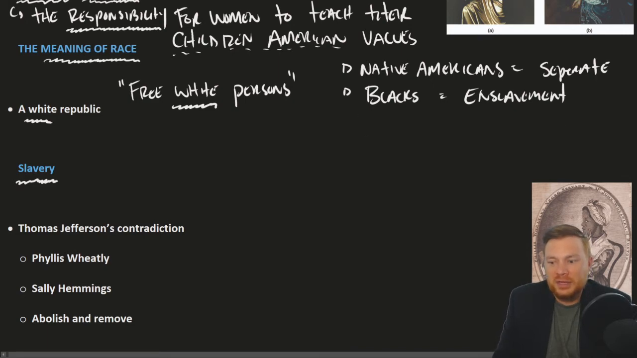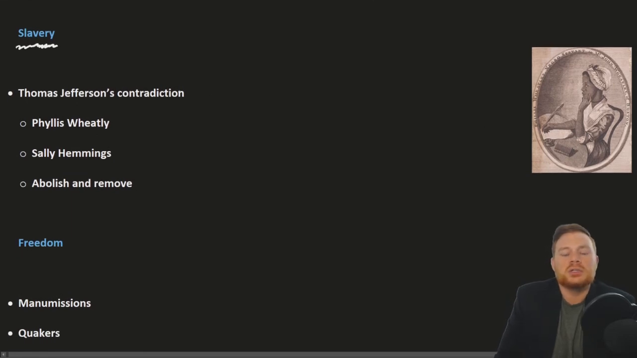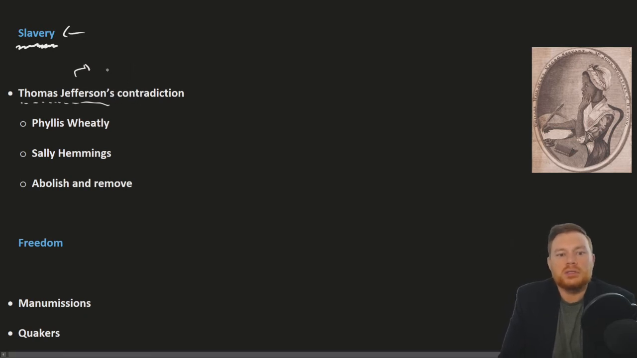Now, perhaps the thing that most contradicted the principles of the American Revolution was the institution of slavery. This wasn't just Thomas Jefferson's contradiction, but Thomas Jefferson, in a lot of ways, is like the best. Actually, no. We'll call him the personification of the U.S. contradiction.